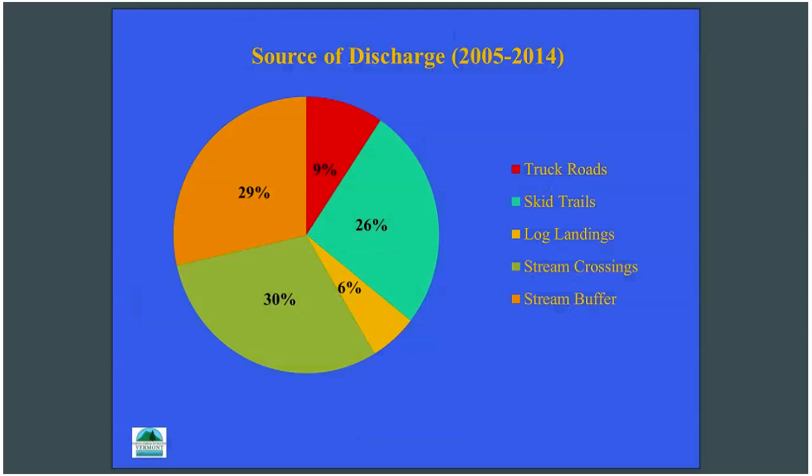The one category labeled skid trails shows 26%, and that's mainly not so much skid trails that are located within the buffer, but the approaches of skid trails to the stream crossings, where the logger failed to divert surface runoff from that trail before it got to the stream crossing. So if you look at those two categories, skid trails and stream crossing, that comes up to 56% of all the discharges observed during this period of time. Data such as this is valuable for us to target education, outreach, and deliver programs.